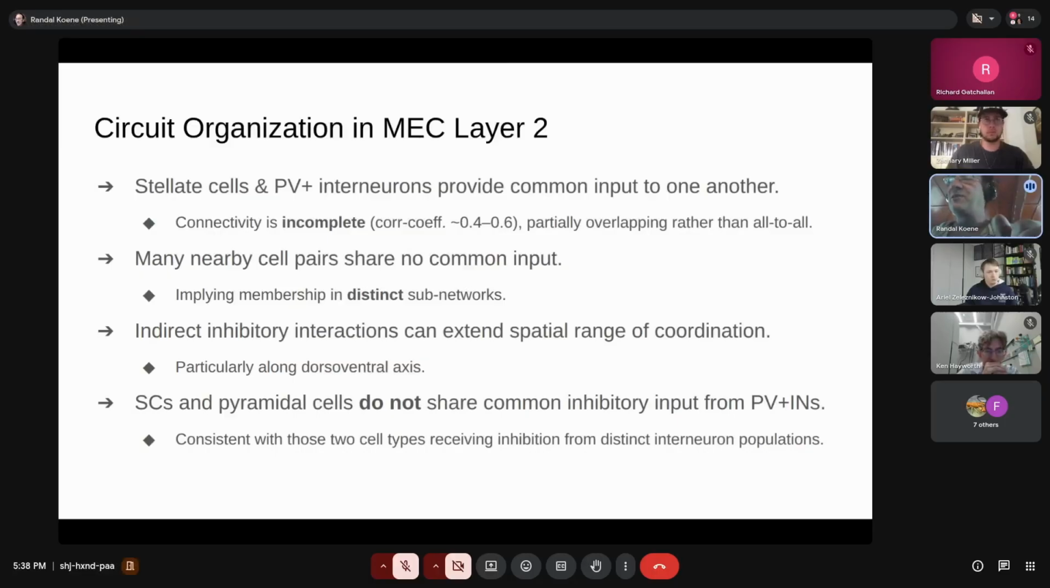The stellate cells and PV plus interneurons provide common synaptic input to one another, but connectivity is incomplete with a correlation coefficient between 0.4 and 0.6, suggesting partially overlapping rather than all-to-all connectivity. Many nearby cell pairs share no common input, implying membership in distinct subnetworks. Indirect inhibitory interactions can extend to the spatial range of coordination, particularly along the dorsoventral axis. And SCs and pyramidal cells do not share common inhibitory input from PV interneurons, consistent with those two cell types receiving inhibition from distinct interneuron populations.